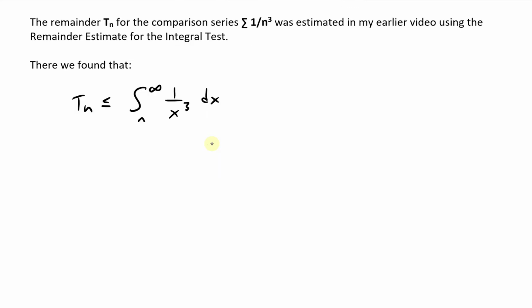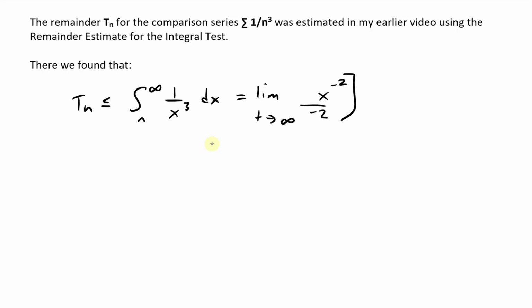Using the remainder estimate for the integral test, we write this as the limit as t approaches infinity, because we can't just take an integral to infinity. So we take a limit with t. The integral of this, the easy way is to write it as x to the power of negative 3. We add one to the power, so we have x to the negative 2, and divide by negative 2. This is our answer.